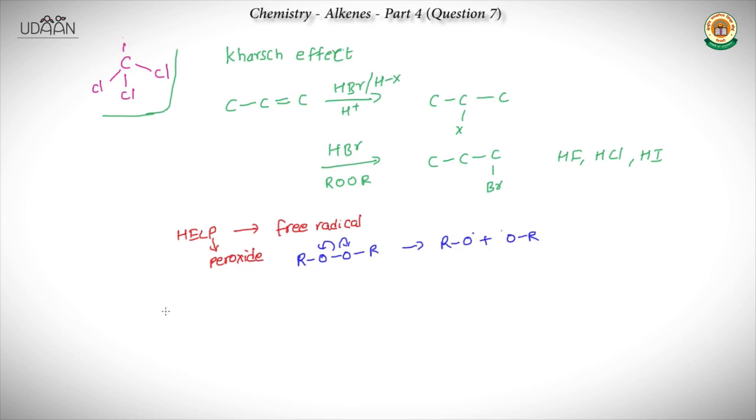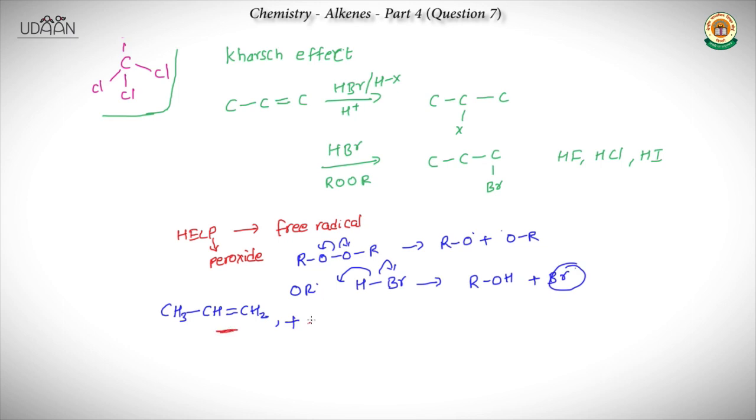And now you have an alkene with you, which is, suppose, CH3CH=CH2. Also, you have HBr here, and this RO radical splits it to give ROH and Br radical. And now, the next part is the attack of Br radical on this alkene. It can attack either on site A or site B.